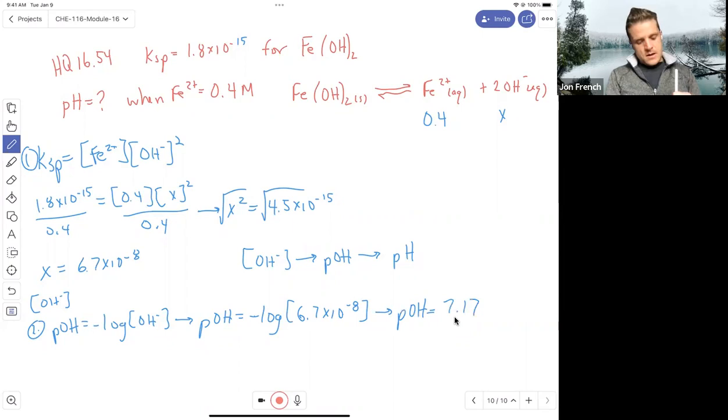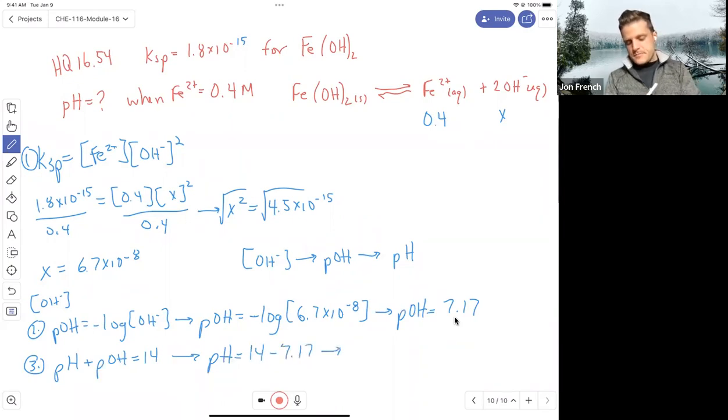7.17. Now I can find the pH of the solution because pH plus pOH equals 14. So pH equals 14 minus 7.17. So I have a pH of this solution of approximately 6.83.